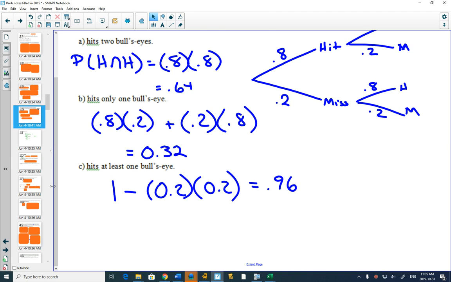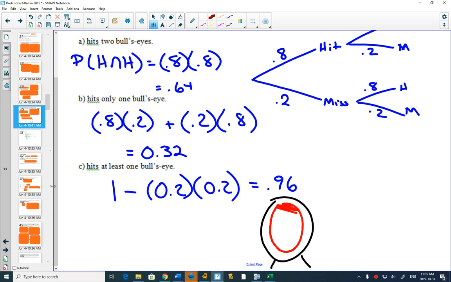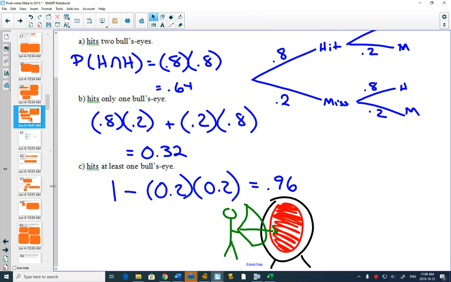It sounds like Sam is really good until you realize that's how close Sam stands to his target, and that's how big the bullseye is. It's actually quite bad that he's only 80% chance of hitting the target.